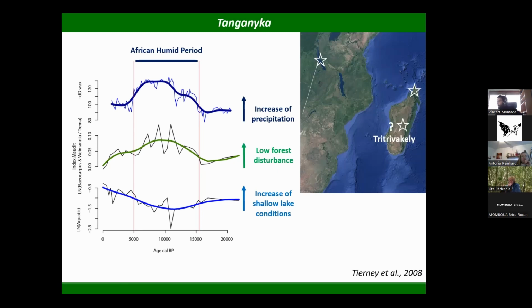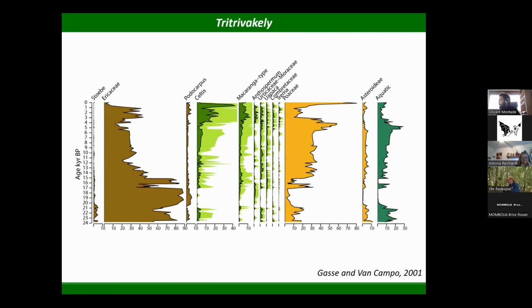So now I wanted to compare this main trend to Tritrivakely, to see, for example, if we also have this African humid period in this lake. Tritrivakely, which is on the highland, was first studied by Burney for charcoal and pollen at low resolution, I think. But then it was studied mainly by Gasse and Van Campo. Van Campo was doing the pollen counting. It was published in 2001.